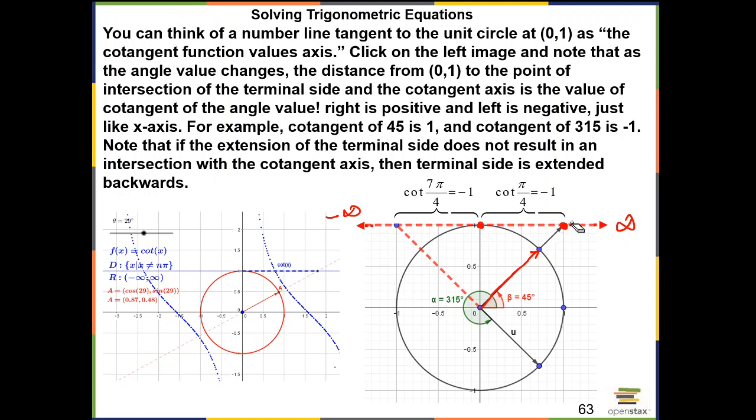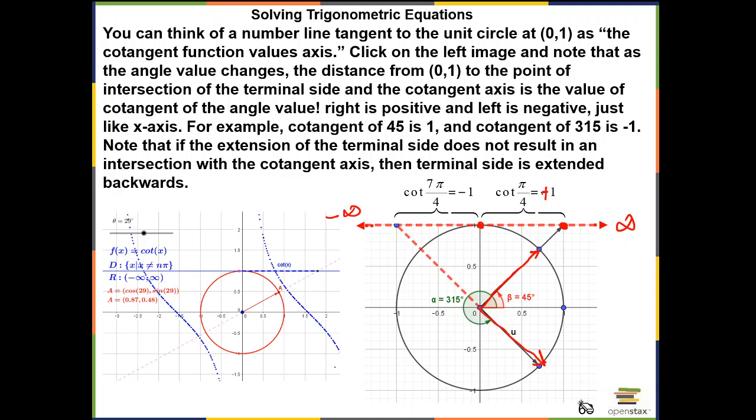So that distance in this case, of course, is 1, because it's the same as the radius. So what's cotangent? Cotangent is the distance from here to here, and it should be a positive 1. Okay, cotangent of 7 pi over 4 is negative 1. That's positive, that's the typo. So cotangent of pi over 4 is 1, and cotangent of 7 pi over 4 is negative 1. Right here, this is 7 pi over 4.